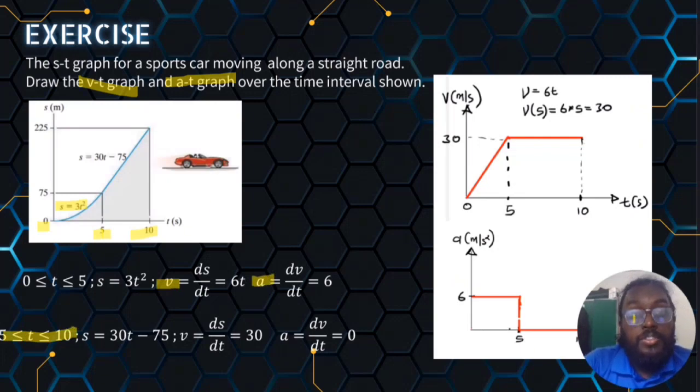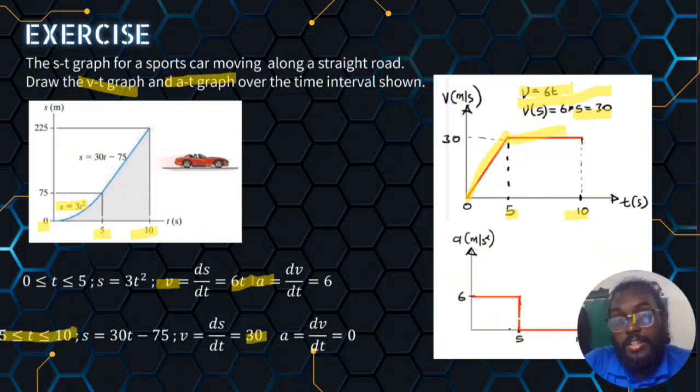So first, to draw the velocity time graph, we will take the equation, which is 6t, and we will substitute 5 seconds and we will get 30, which is the velocity. So we will draw a line, and for 5 to 10 seconds the velocity is 30, so the line will be a horizontal line. Same goes for acceleration. The acceleration for 0 to 5 seconds is 6, so we will draw a line here, and the acceleration for 5 to 10 seconds is 0. So this will be the line and we will connect it. So we will get the acceleration time graph and velocity time graph.